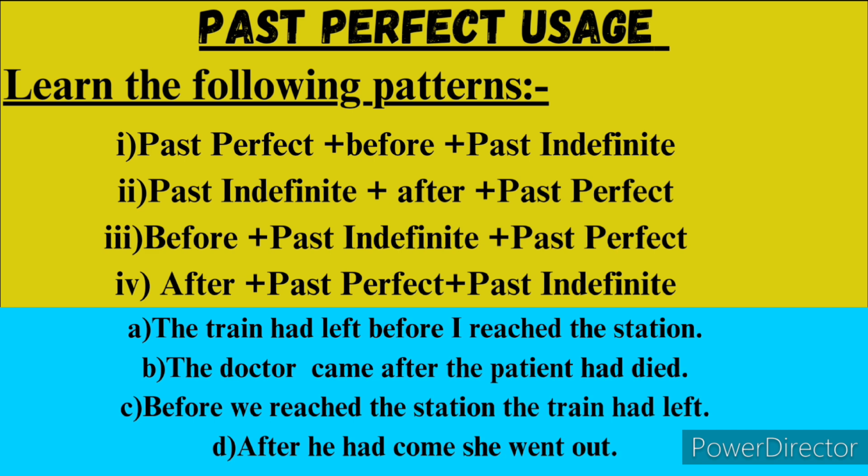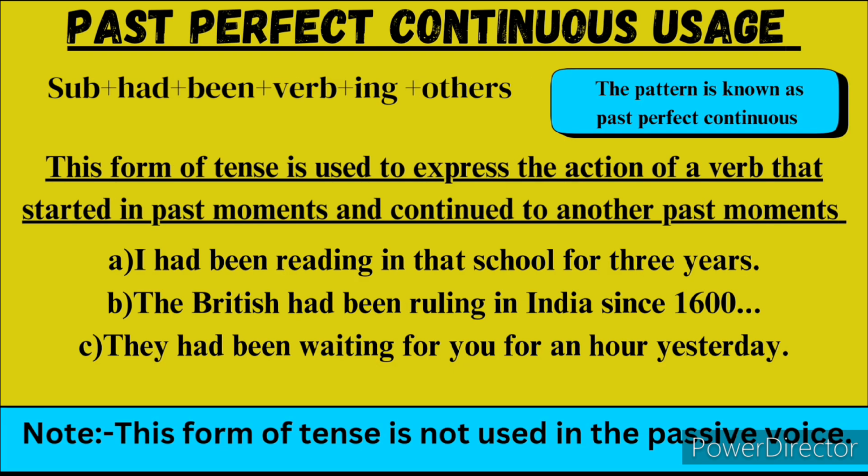Past perfect uses. Learn the following patterns: past perfect plus before plus past indefinite, past indefinite plus after plus past perfect, before plus past indefinite plus past perfect, after past perfect plus past indefinite. यहाँ पे अगर बिफोर बीच में है तो फर्स्ट वाला सेंटेंस पास्ट परफेक्ट में होगा, सेकेंड वाला पास्ट इंडिफिनिट. अगर आफ्टर बीच में है तो लास्ट वाला पास्ट परफेक्ट, फर्स्ट वाला पास्ट इंडिफिनिट. दिस आर दी सीरीज.